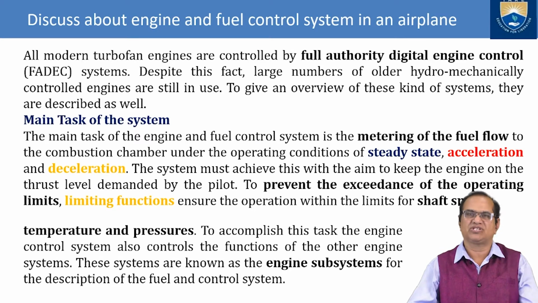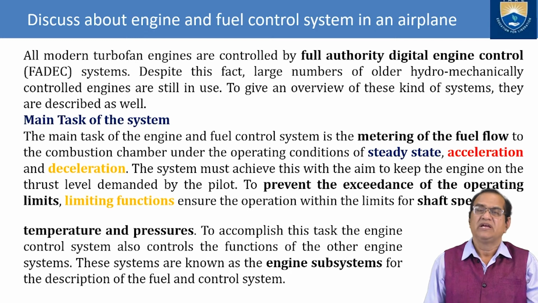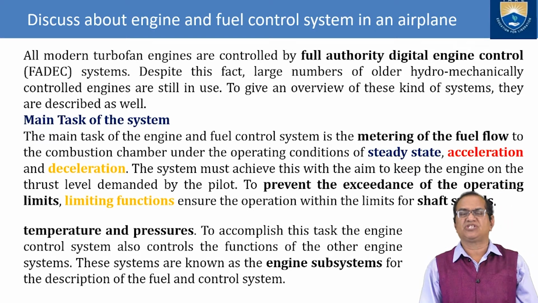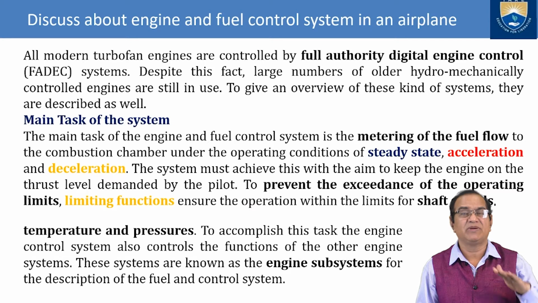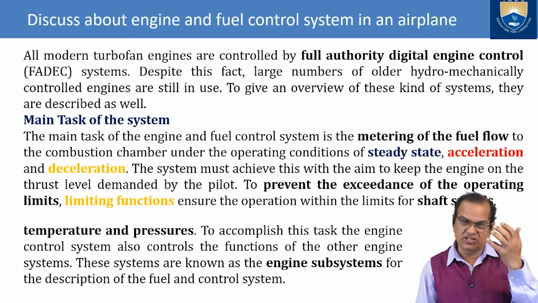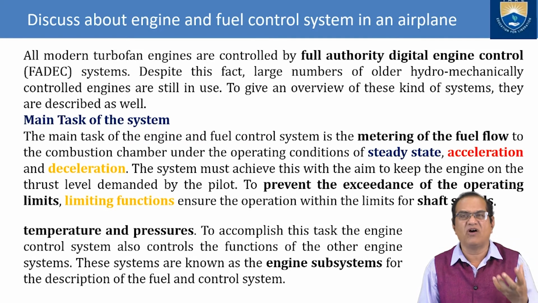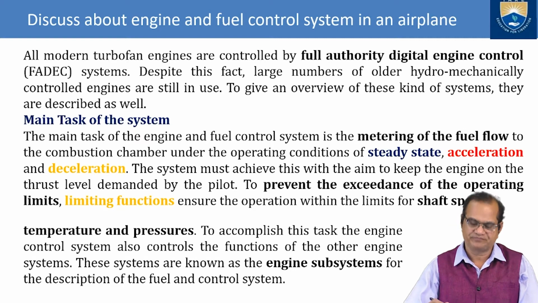The main task of the engine and fuel control system is the metering of the fuel flow to the combustion chamber under the operating conditions of steady state, acceleration and deceleration. So the main objective of this system is that at any condition, it may be steady state flight, or high speed accelerated flight, or slowing down during landing, deceleration, this should meter the flow of the fuel as per the requirement.